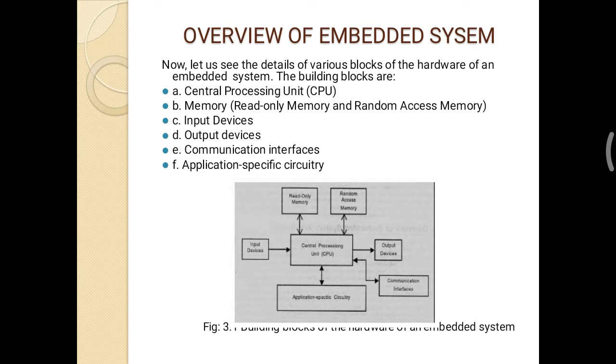Now, let us see the details of the various blocks of the hardware of an embedded system. The building blocks are the central processing unit CPU, memory, RAM and ROM, including input devices, output devices, communication interfaces, and application specific circuitry. In this, the block diagram is shown here, and the input devices are connected to the CPU. The CPU is interfacing with the RAM, ROM, application oriented specific circuitry and communication interfaces, and this gets output, and the output is given to the output devices. This is the overview of the embedded system.